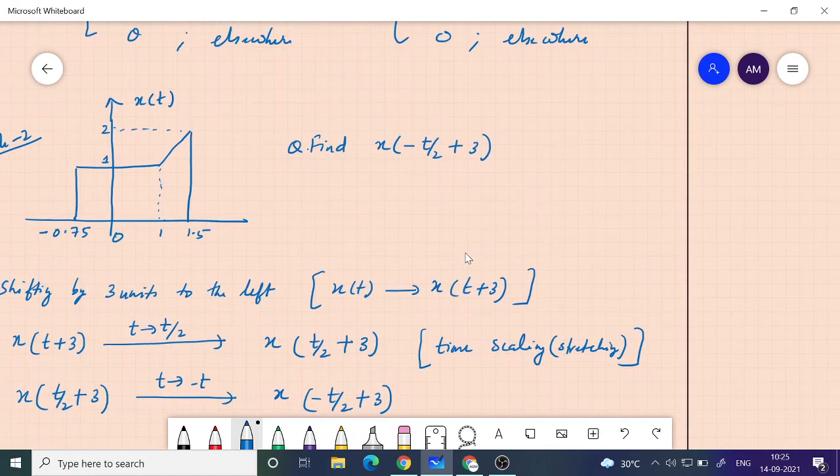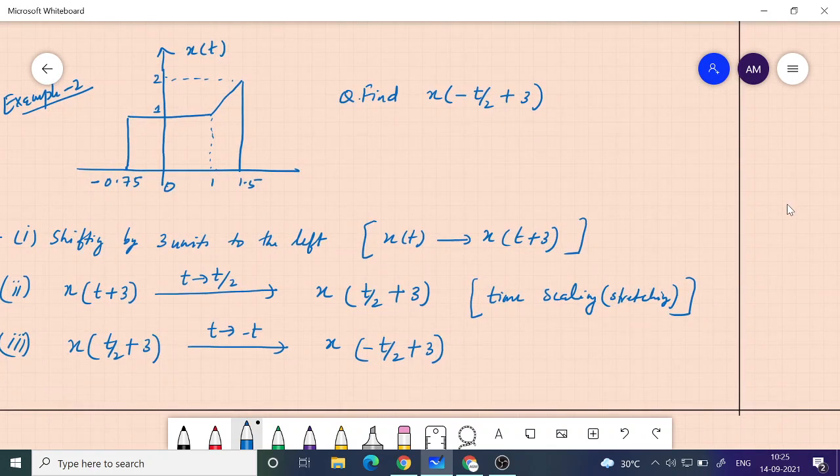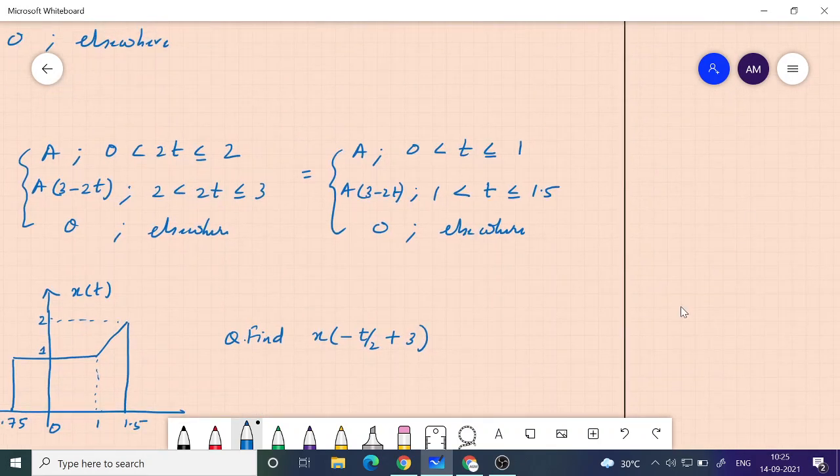The next operation, if you look at stretching, t going to t by 2. So here what we need to do is compress the signal to half. When you do the compression, you need to be careful again.